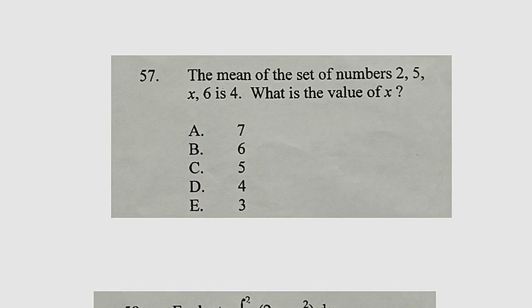Question number 57 reads: the mean of the set of numbers 2, 5, x, 6 is 4. What is the value of x? Remember, mean is the sum of items divided by their number. So we are going to add them together: 2 plus 5 plus x plus 6. Then you divide by their number. They are 4 in number. And the result is what?